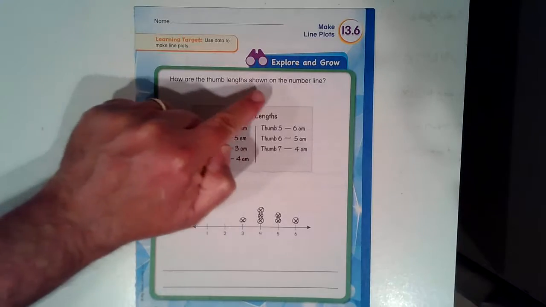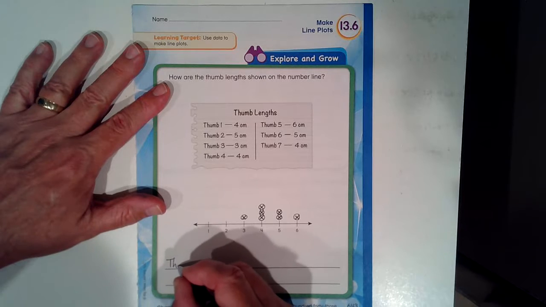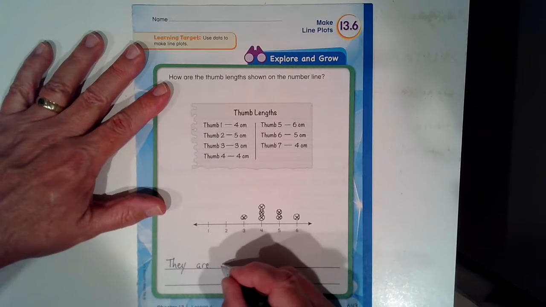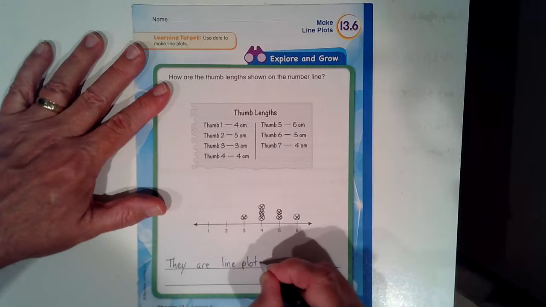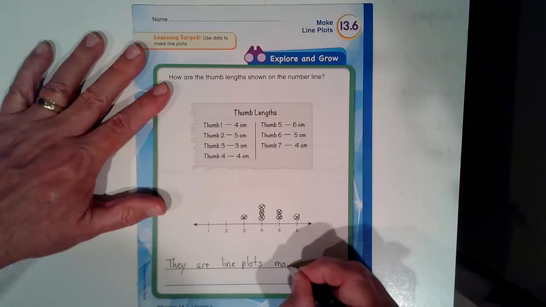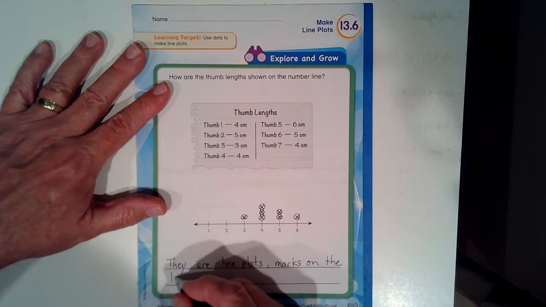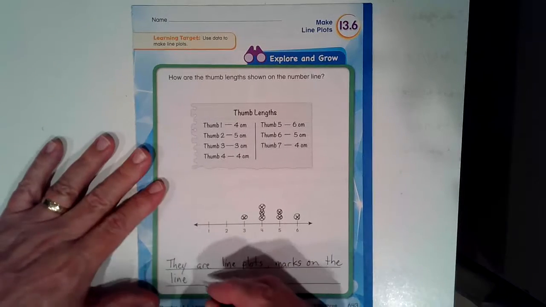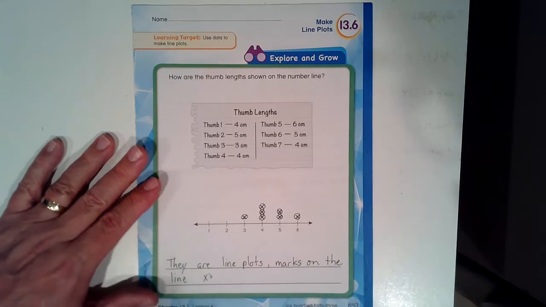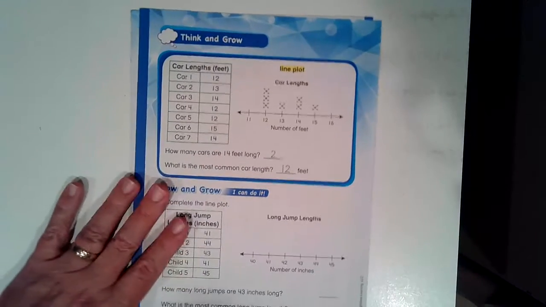All right, how are the thumb lengths shown on the number line? They are line plots, marks on the line, right? They are marks on the line, X's on the line. And that's how we know. So let's go to the next page, 644.